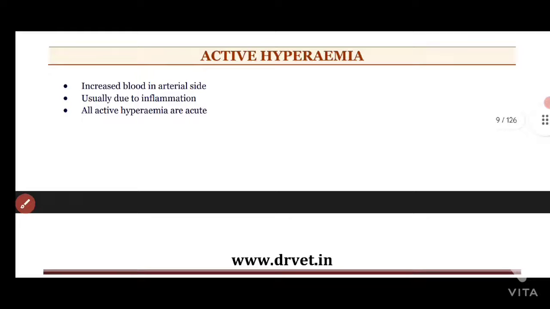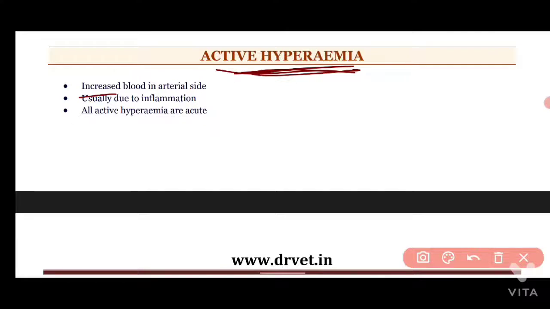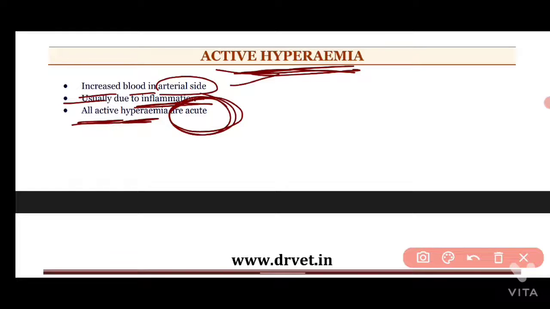Now let us come to them one by one. The first one is active hyperemia. Active hyperemia, in which there is increased blood in the arterial side, usually due to inflammation. All active hyperemia are acute.